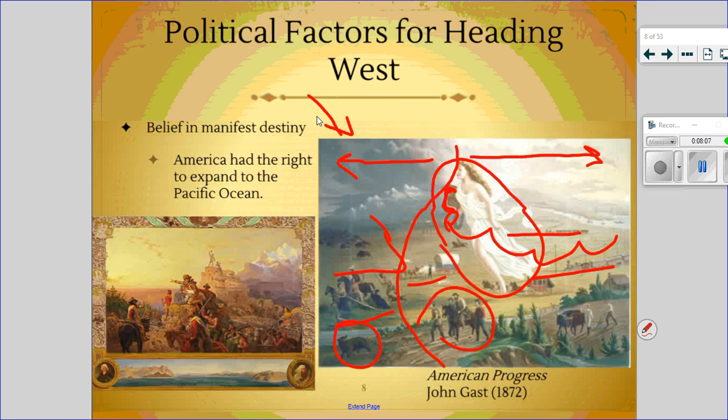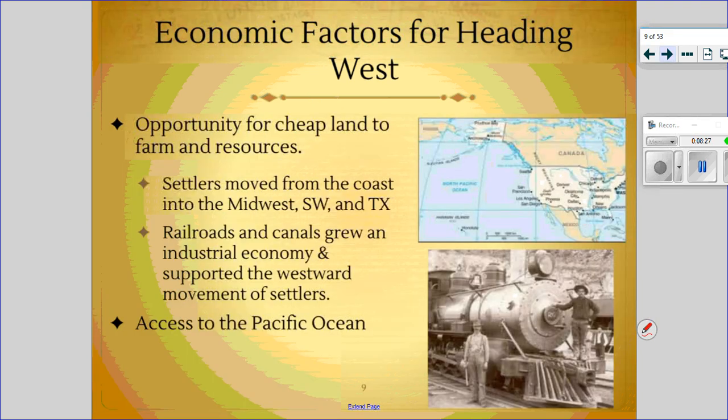You'll note the term manifest destiny up here. Manifest destiny is a term people used back then. It basically means it's the destiny of the United States to stretch from east to west, from Atlantic to Pacific Ocean. So remember that term, manifest destiny, that it was our right to expand from Atlantic to Pacific, from east to west coast.